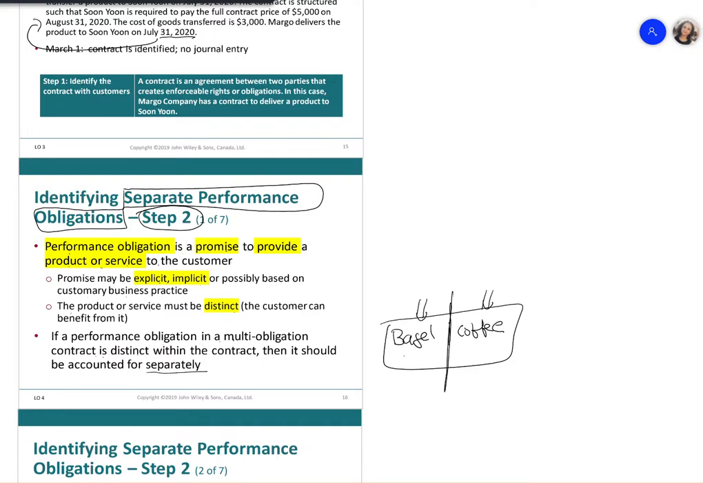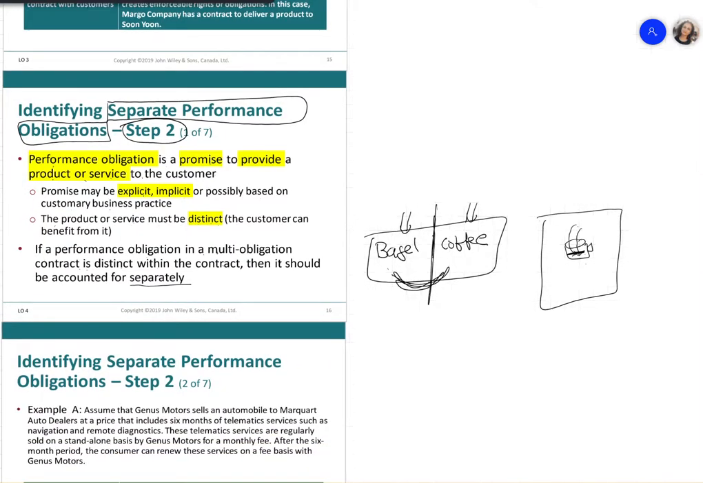Now, if I bought a latte, what they did is they put a coffee in there, they put milk in there. Can I separate the milk from the coffee? No, I cannot. So the product or service must be distinct, and a latte is one product that I'm selling, so it's not two products. So in the bagel and coffee case, we have two performances. In the latte case, there is only one.